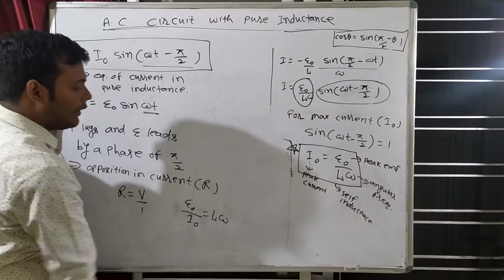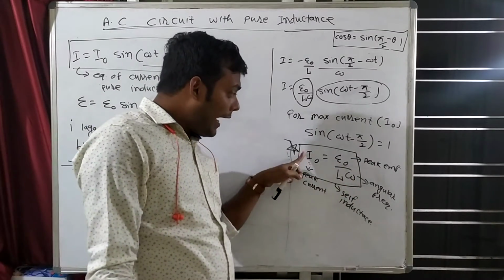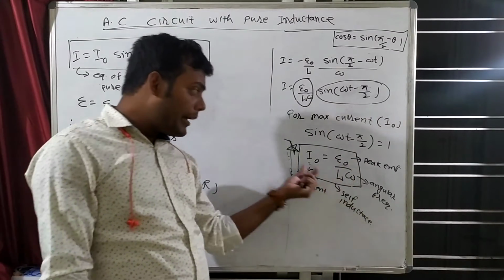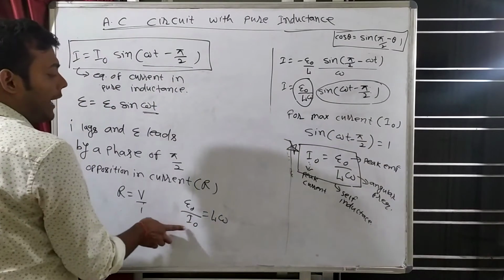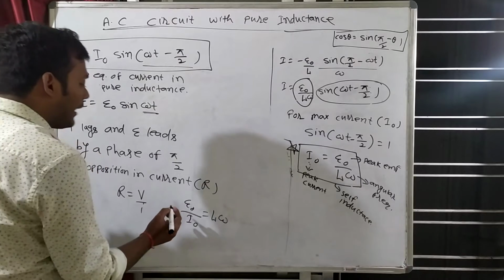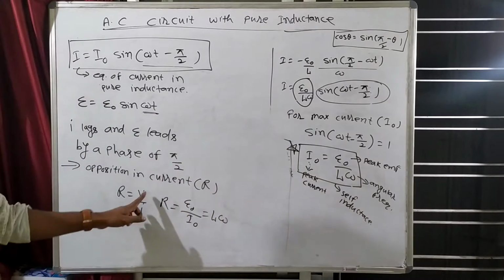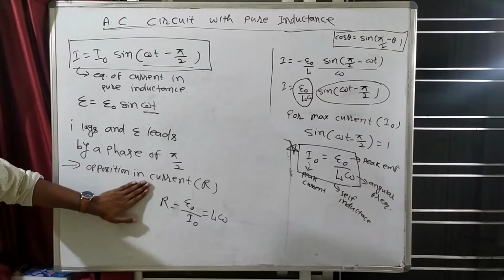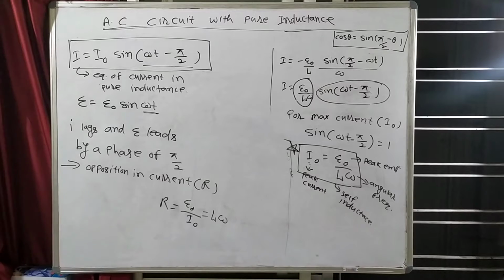Can we write this? E naught by I naught. Here E naught is the peak EMF. I naught will come to this side, then L omega will come to this side. So E naught by I naught will be equal to L omega. And what is this? This is resistance, because when we divide voltage by current, we get resistance. So resistance is equal to L omega.